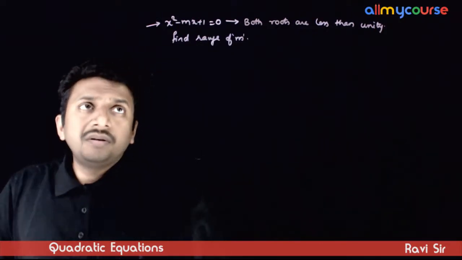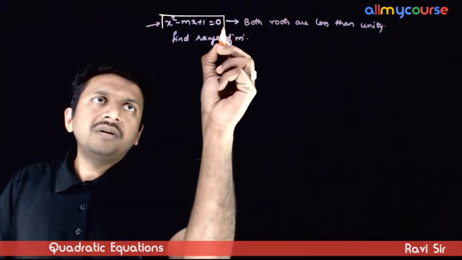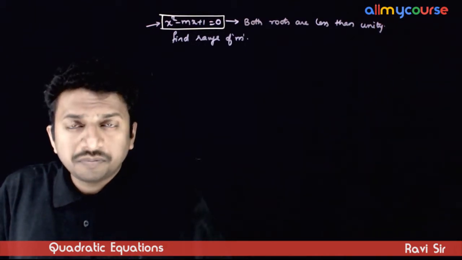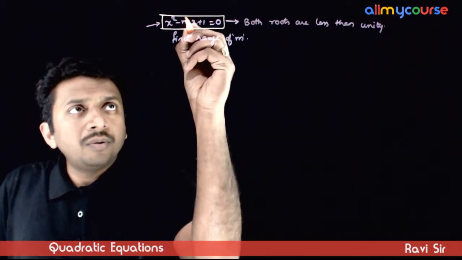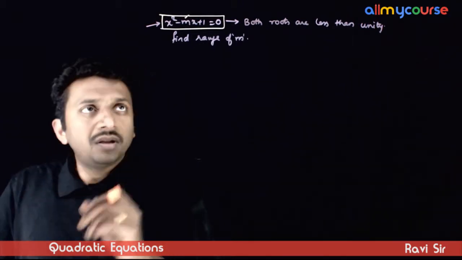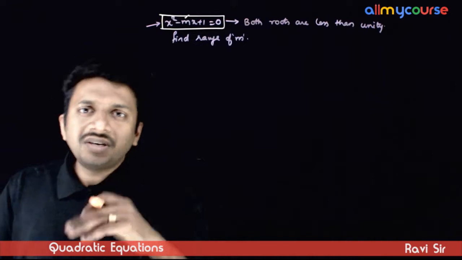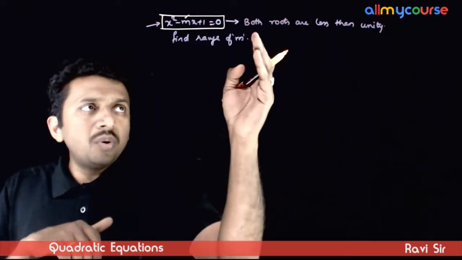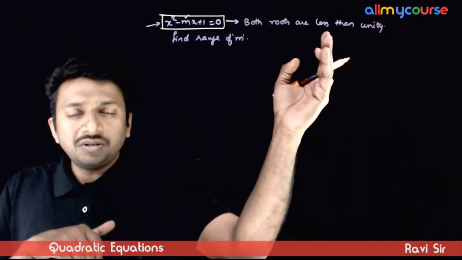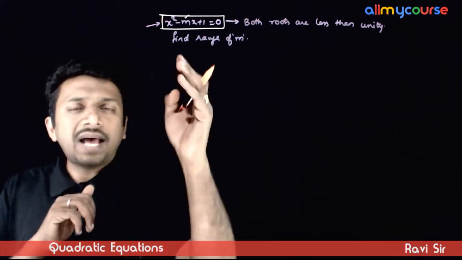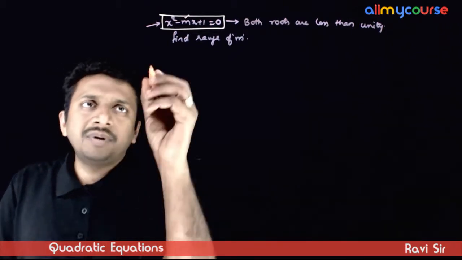In this question, you're given the equation x square minus mx plus 1 is equal to 0. So you have an unknown as the coefficient of x. Obviously, the roots of this equation depend on the value of m. Now, I want both the roots of this equation to be less than unity, that is less than 1. So you have to find the range of m.